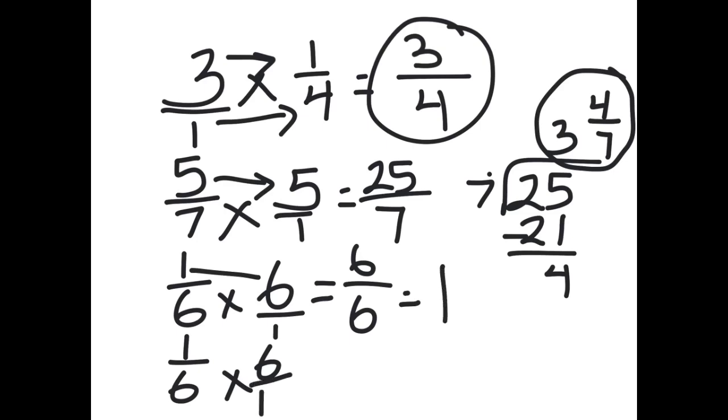Looking at this problem here at the bottom, it's the same problem again. Again, we'll look to cross cancel. Our 6's can each be divided by 6, so this becomes 1 and this becomes 1. We multiply straight across, we get 1. Multiply our denominator straight across, we get 1. And 1 divided by 1 is 1.